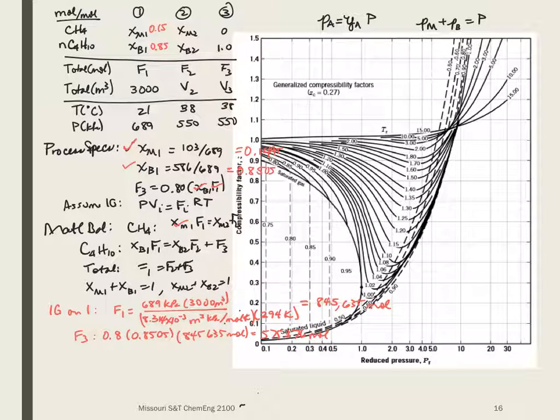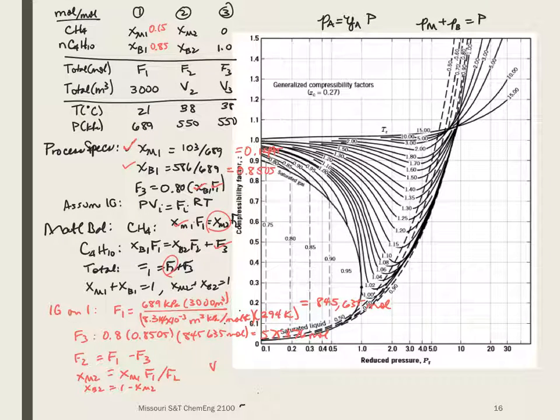Okay. So once I have F1 and F3, I can find XM3. Oh wait, XM3. I knew that. That's XM2. So I have that. I can find F2. Okay, and once I have that, then I can find XM2 equals XM1 F1 over F2, and XB2 equals 1 minus XM2. So I've got all of my answers.